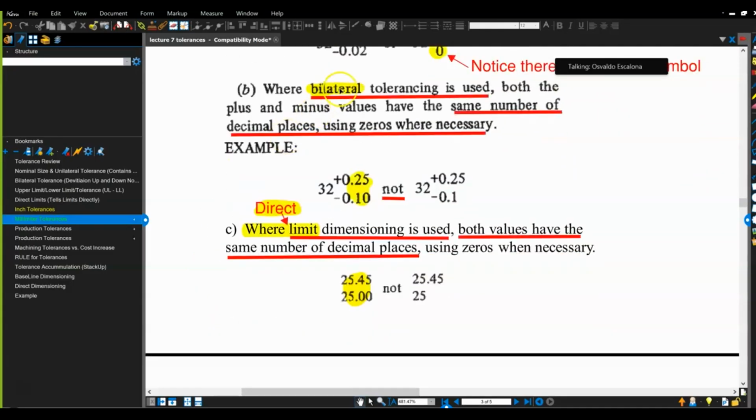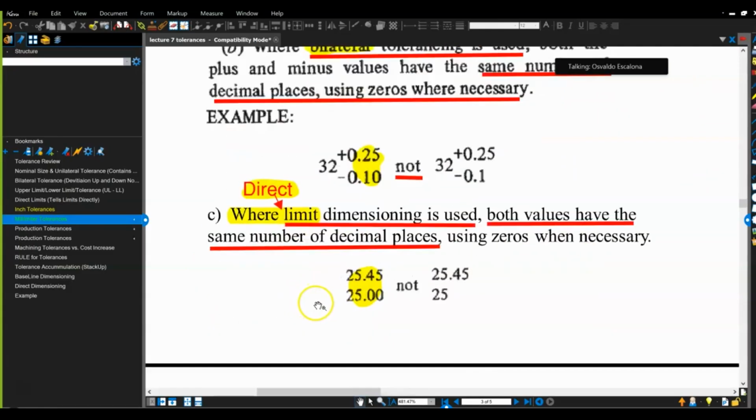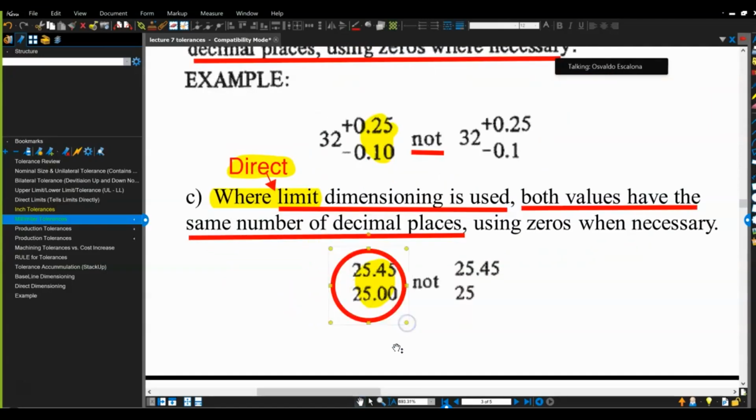You can also have bilateral. You can also have direct limits. And again, the ones that I like the most are the direct limits. Now, this is what I covered last time.